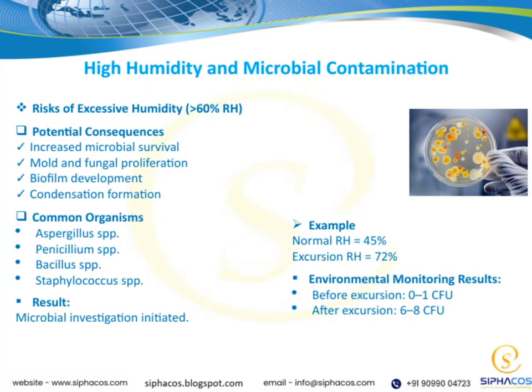Let's look at what happens when humidity gets too high, specifically above 60% relative humidity. In this example, normal levels were around 45%, but an excursion pushed that up to 72%. Before the spike, microbial counts were almost zero. After, they jumped to 6 to 8 colony-forming units. That's a big increase. Excessive humidity creates the perfect conditions for microbes to survive and thrive. We see mold, fungi, biofilms, and even condensation forming. Common culprits include Aspergillus, Penicillium, Bacillus, and Staphylococcus species. Because of this, a full microbial investigation was launched.